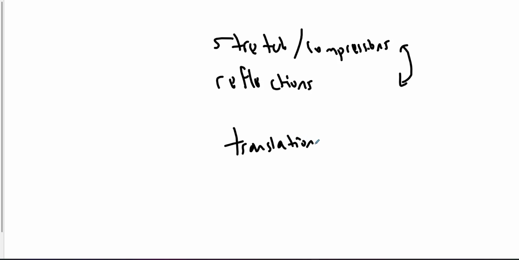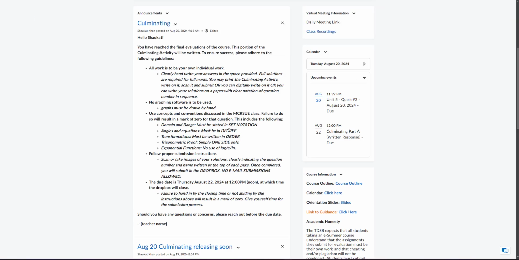Translations are shift up and shift down. If you remember how I've been doing in class every single time, I've always written in order. I never write shift up and shift down and then write horizontal stretch. I usually always start with my A value, which is a vertical stretch or compression, or vertical reflection. Then I move on to my K value, which is horizontal stretch or compression or horizontal reflection. And then I move on to my D and C values, which are my horizontal translations or vertical translations. So make sure you're writing your transformations in order.